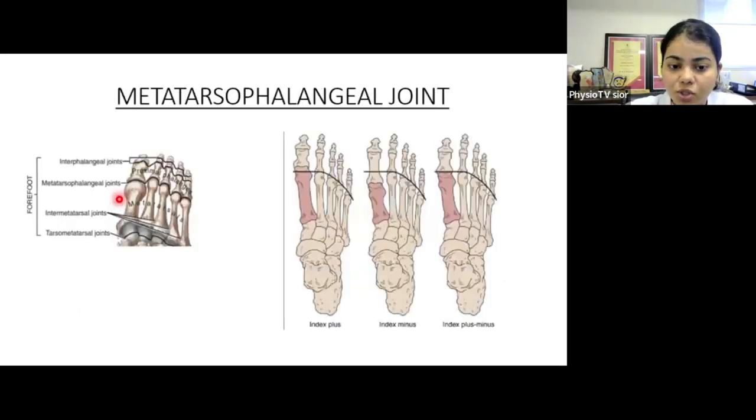Talking about the metatarsophalangeal joint, we have three types of foot based on the metatarsal length. The first one is index plus, which is also called the Egyptian foot, where the first metatarsal is longer than the remaining metatarsals. The second one is index minus, or the Morton's foot, where my second metatarsal is longer, and then you have the first, third, fourth, and fifth progressively. Now, it is hypothesized that this causes increased force on the head of the second metatarsal, which predisposes to injuries such as stress fractures, which are commonly seen on the second metatarsal. And then you have the index plus minus, which is the Roman foot, where the first and second are almost of the same length.